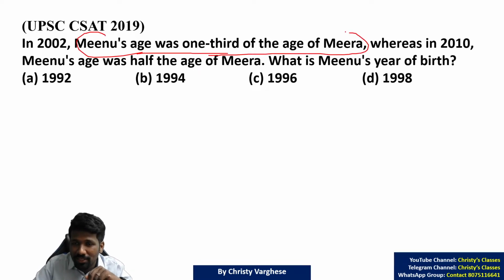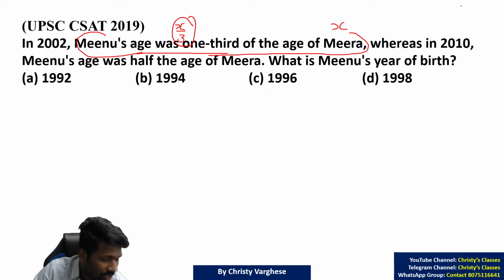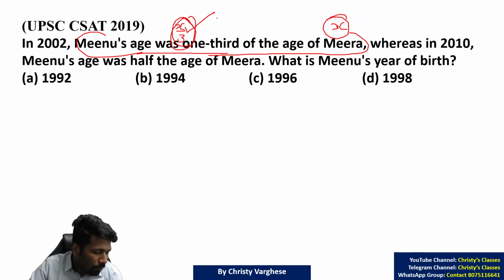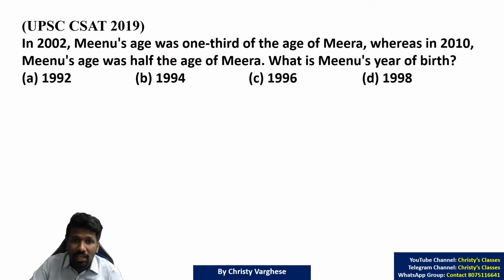Meenu's age is 1/3 of Meera's age means if Meera's age is X, Meenu's age is 1/3 of it, that is X by 3. Don't get confused whether it is X by 3 and X, or X and X by 3. But I will not prefer writing X by 3 and X, because it is better to avoid fractions. In the finding the X chapter also I told you, it is better to avoid fractions, because then it will be easier to simplify. So to avoid fractions, if Meenu's age is 1/3 of Meera's age, Meera's age should be 3 times Meenu's age. So let X be Meenu's age, then 3X will be Meera's age.